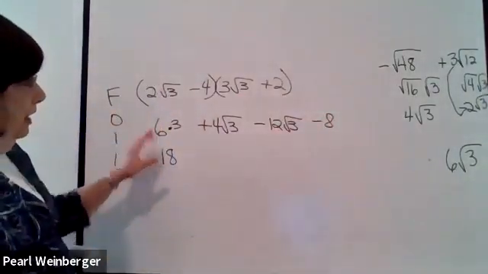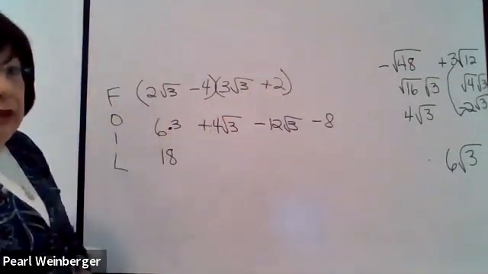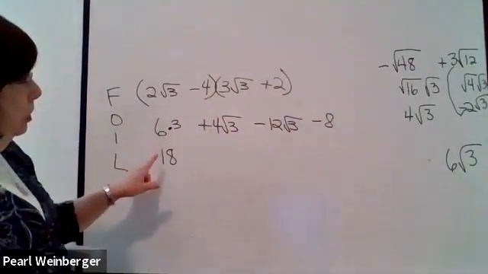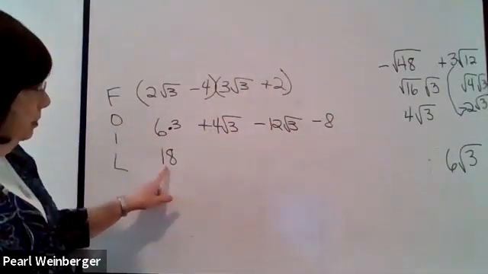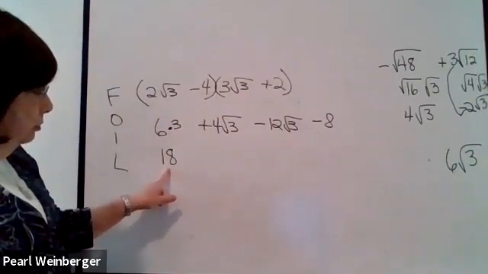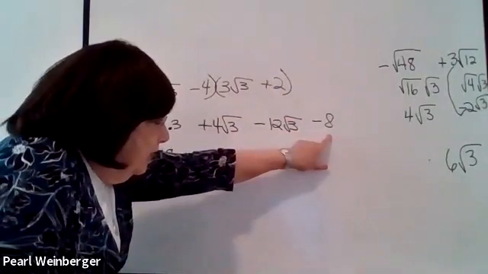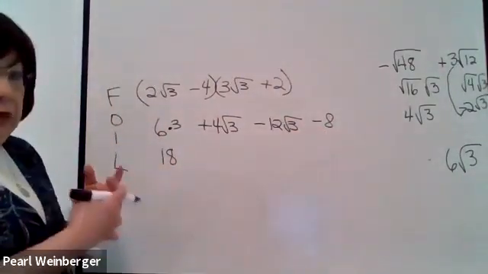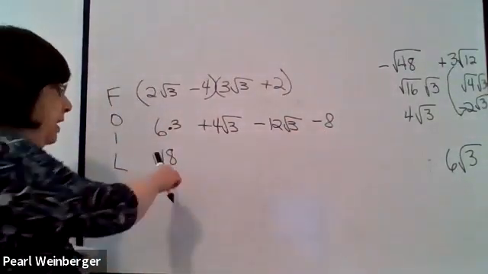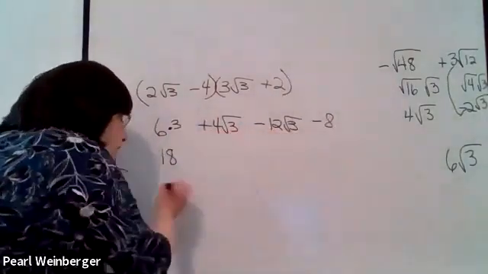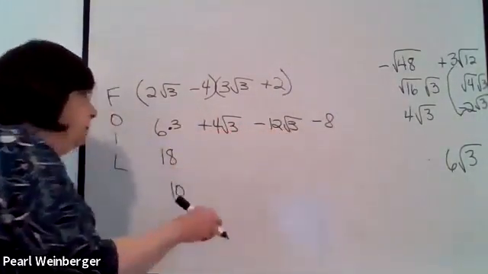Now I look at, I have 4 terms. I look for any like terms. Well, there's an 18 here, so it's not connected to any radical 3. I can combine it with this -8. Those are like terms because they're just plain numbers. 18 and -8 gives me 10.